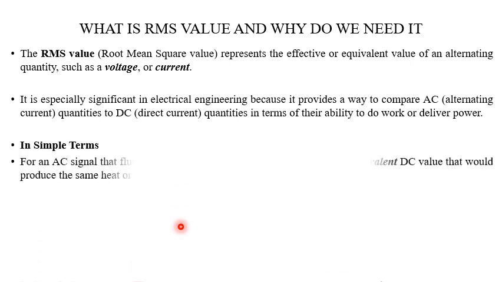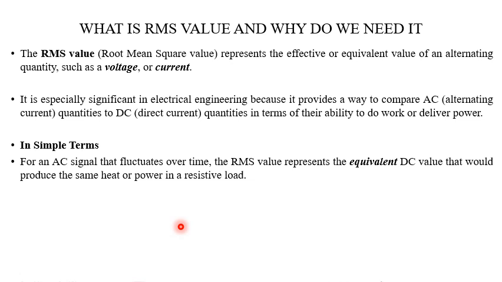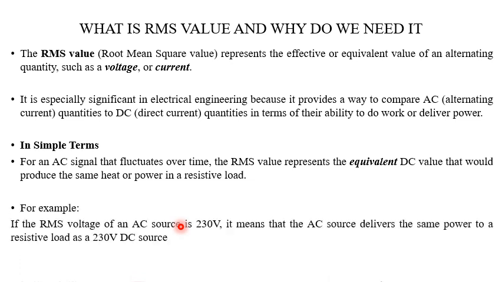What does this mean in simple terms? For an AC signal that fluctuates over time, the RMS value represents the equivalent DC value that will produce the same amount of heat in a resistive load. For example, if we have an RMS voltage of an AC source of 230 volts, it means that the AC source delivers the same power to a resistive load as a 230 volt DC source. This is why we need the RMS value, to be able to compare it with a DC source.